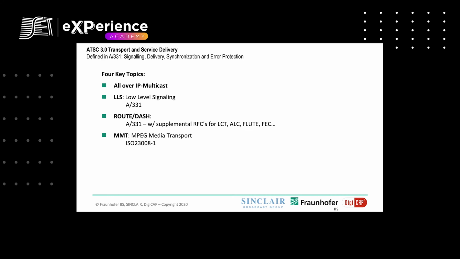Now, today I'd like to talk about 4 key topics. Number 1 is that ATSC 3.0 transport and service delivery is all over IP multicast. Number 2, a common entry point for service discovery called LLS. Number 3, linear AV service delivery, including non-real-time content and data delivery via ROUTE/DASH. And lastly, a robust media fragmentation-aware transport via MMT.